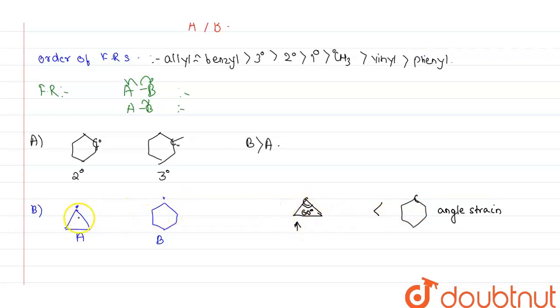So the stability order of this cyclopropyl radical and cyclohexyl radical will also be because of this angle strain, and due to this angle strain, this cyclohexyl radical will be more stable as compared to this cyclopropyl radical.